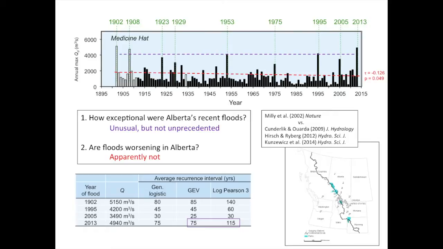Finally, the second question, are floods worsening or intensifying? Well, what we have in the red dashed line is, in fact, a non-parametric fit with the Kendall test, and you can see that there is a statistical decline. But the reason for that is that in fairly low flow years, our dams do, in fact, trap and attenuate floods. So the big floods aren't really changing.